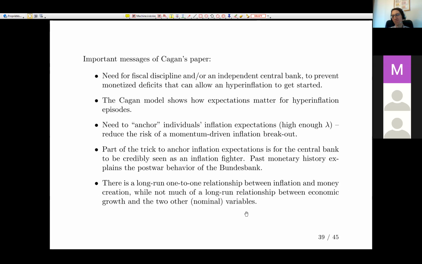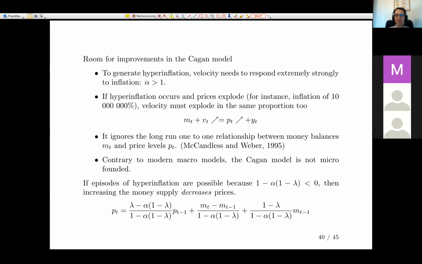And so this is saying essentially that in the Kagan model, we say that the other variables such as GDP or the real interest rate change so slowly compared to the money supply and prices that if we study hyperinflation episodes, we can just say the change is zero. We can just neglect it. Room for improvement, as I was saying.